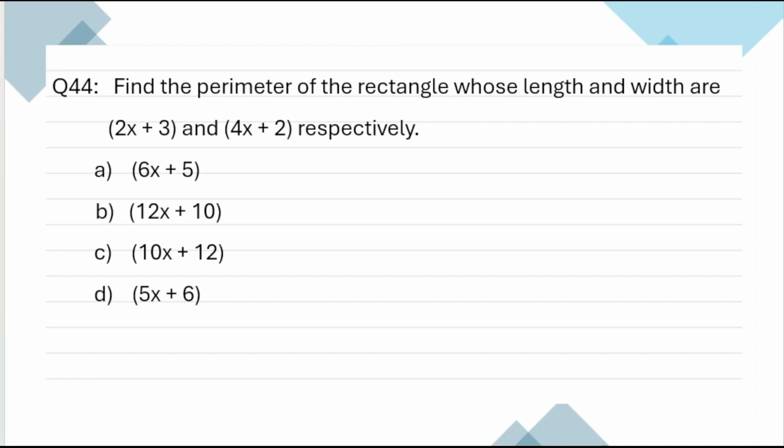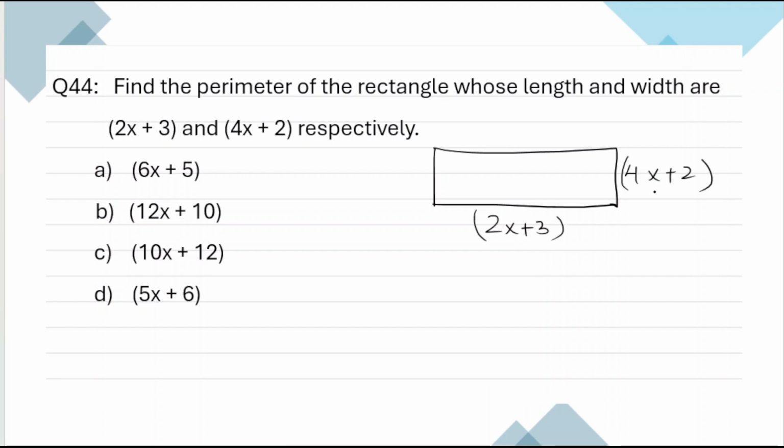Find the perimeter of the rectangle whose length and width are 2x plus 3 and 4x plus 2. So, if I have a rectangle whose length is 2x plus 3 and 4x plus 2 is the width, note the picture is not to scale. So, what is the perimeter? Perimeter means sum of all the sides.